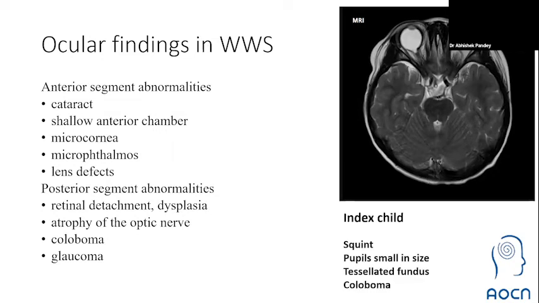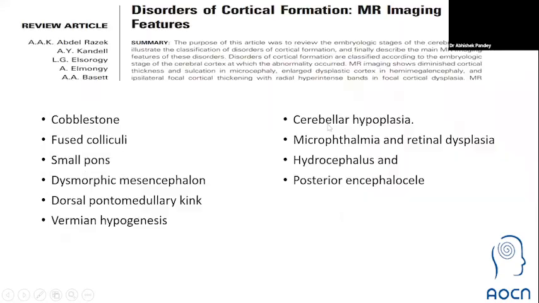Our child had squint, pupils were small in size, there was tessellated fundus, and there was coloboma which was visible on the MRI. This is a representative case in which colobomas can be found in the MRI in the form that the anterior-posterior diameter of the orbit is increased, and we can see the vitreous pouching through the posterior segment defect.